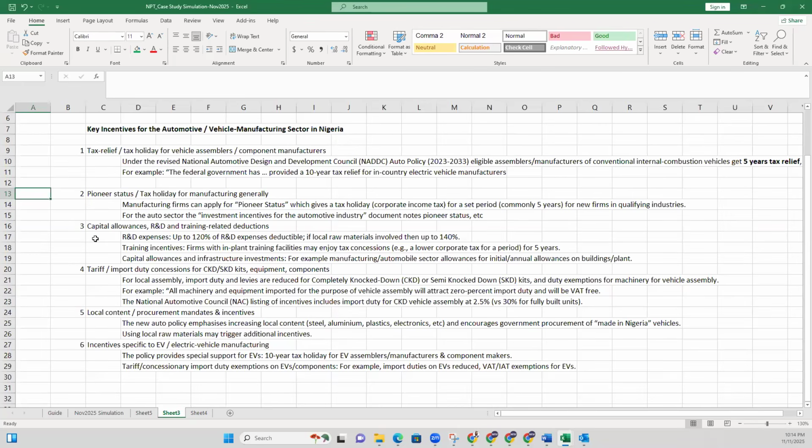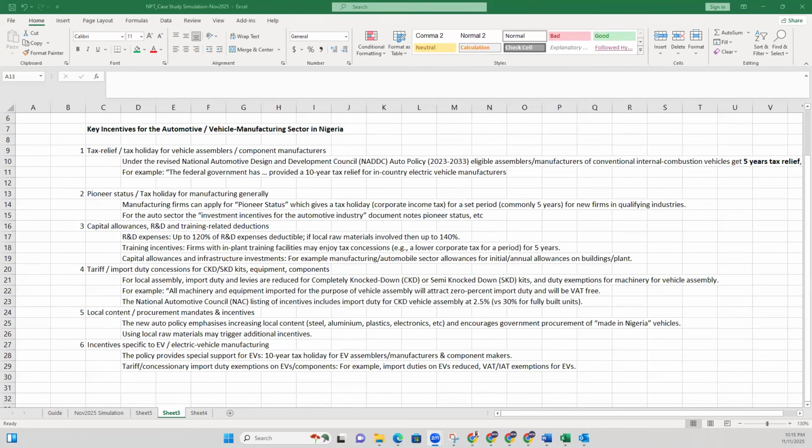3, capital allowance, research and development and training related deductions. Research and development expenses up to 120% of R&D expenses deductible. If local raw materials are involved, then it's up to 140%. Training incentives. Firms with in-plant training facilities may enjoy tax concessions, e.g., a lower corporate tax for a period for 5 years, capital allowance, and infrastructure investments.